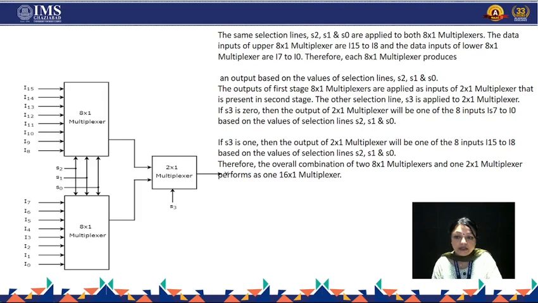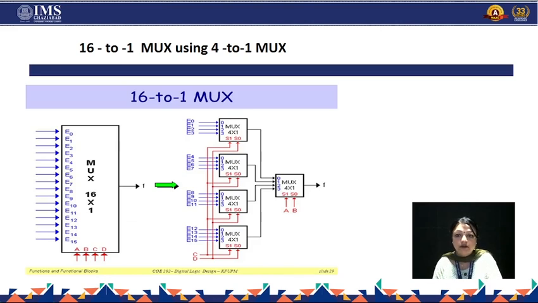The 8 into 1 muxes will contain 3 selection lines S0, S1, S2, and the 2 into 1 mux will contain one selection line, that is S3. So this is the total implementation of the 16 into 1 mux using 8 into 1 muxes. So this is the overall combination of the 16 into 1 mux.